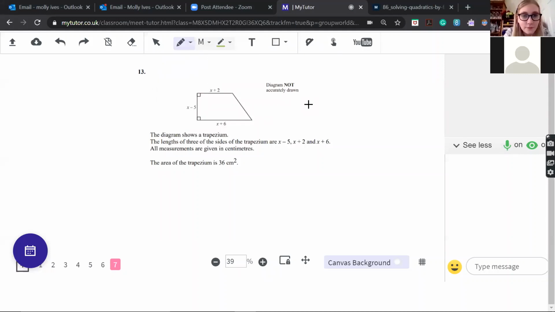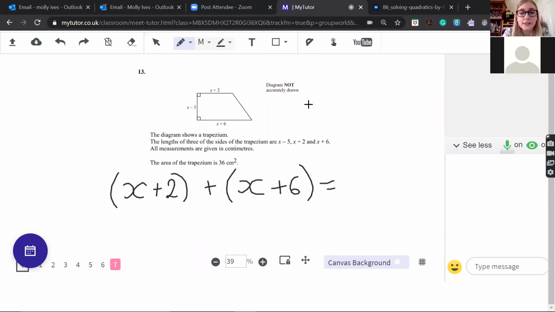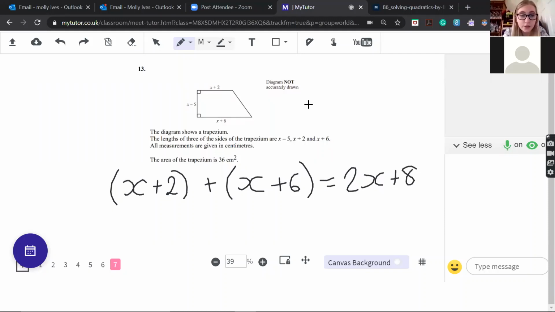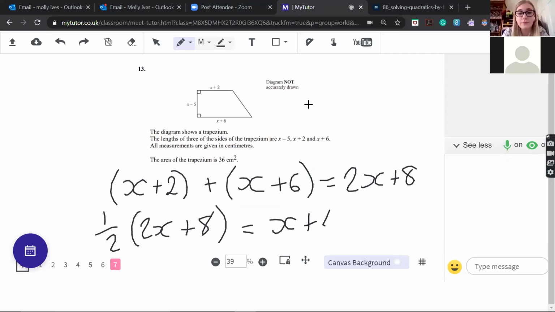If we write that out, the sum of the parallel sides is x plus 2 plus x plus 6, which is, we add the x's, we add the numbers, 2x plus 8. And then as the one rightly said, we want half of that. So half of 2x plus 8, we just halve both elements of it, so we get x plus 4.